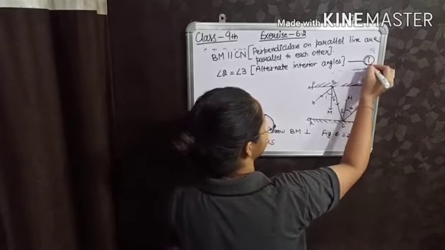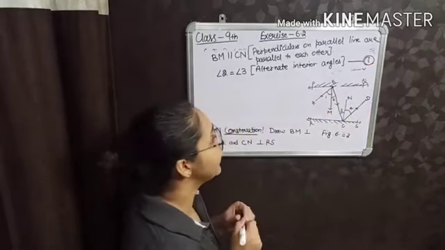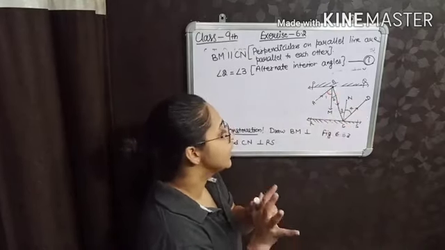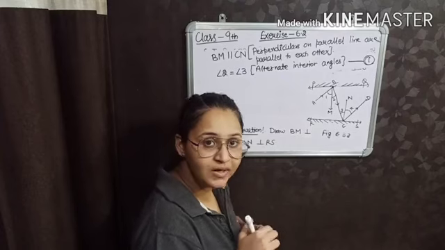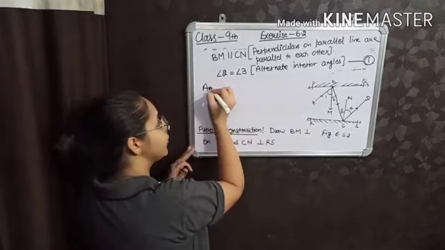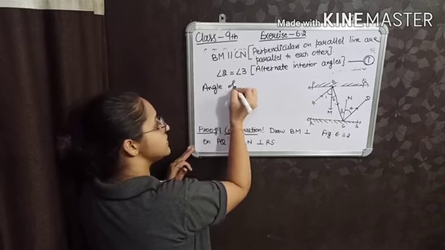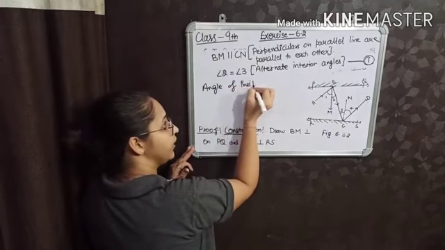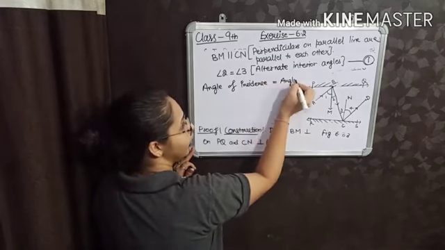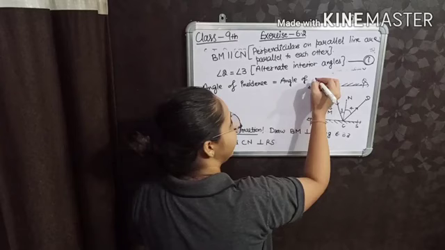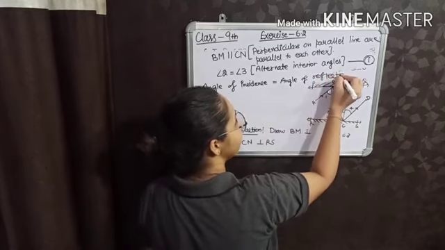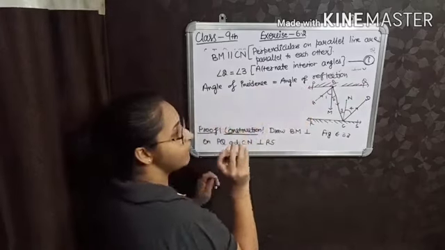This is the first equation. Now, what do we have to prove? We have to prove AB is parallel to CD. Now, see, the laws of reflection say that the angle of incidence is equal to the angle of reflection. This is the law of reflection.